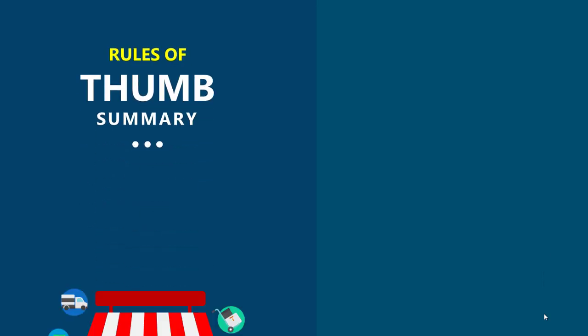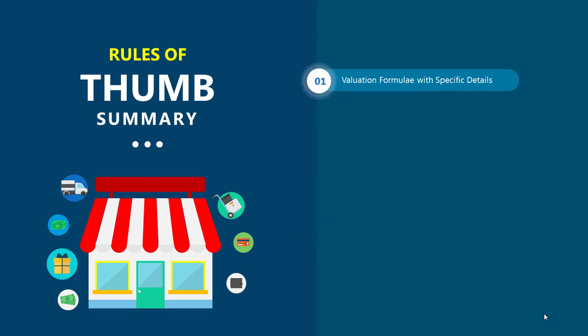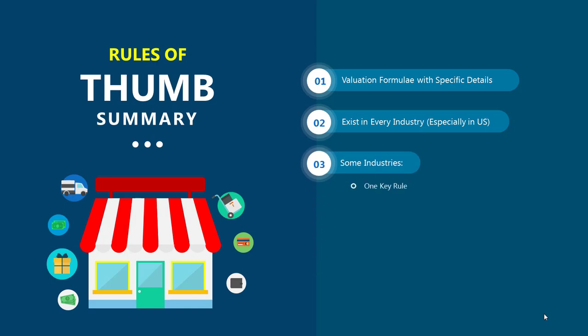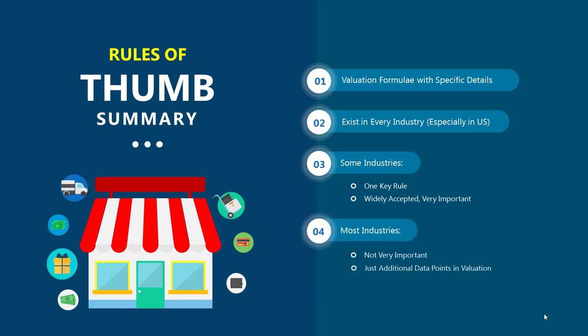So in summary, rules of thumb are valuation formulae based on the PE multiple approach, but with specific details about the range and type of multiple to use for a given sector. Rules of thumb exist in almost every industry, especially in the United States, but how important they are in the valuation process varies a lot by industry. In some industries, there'll be a key rule of thumb that's widely accepted as the gold standard valuation method. In other industries, they aren't very important. They merely provide additional data points for the valuation range. But this range will be more dependent on the core principles of business valuation that we've already discussed and the available comparable data.